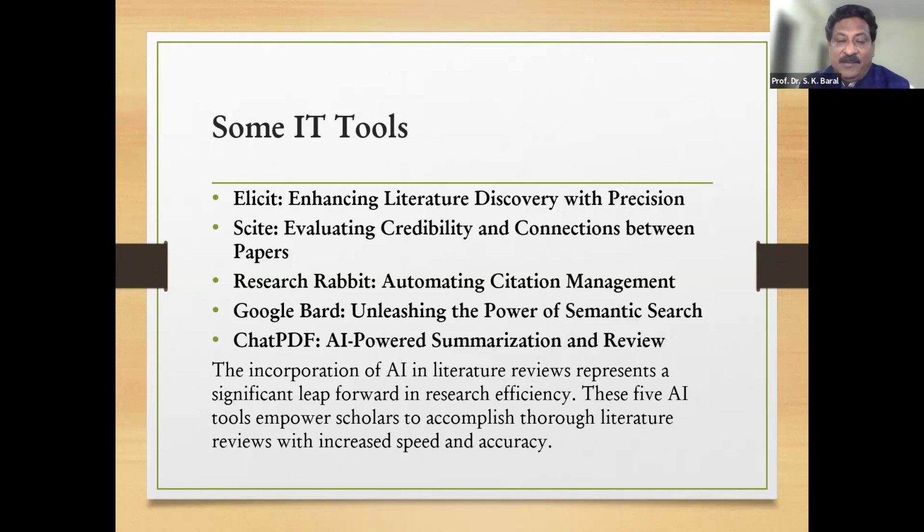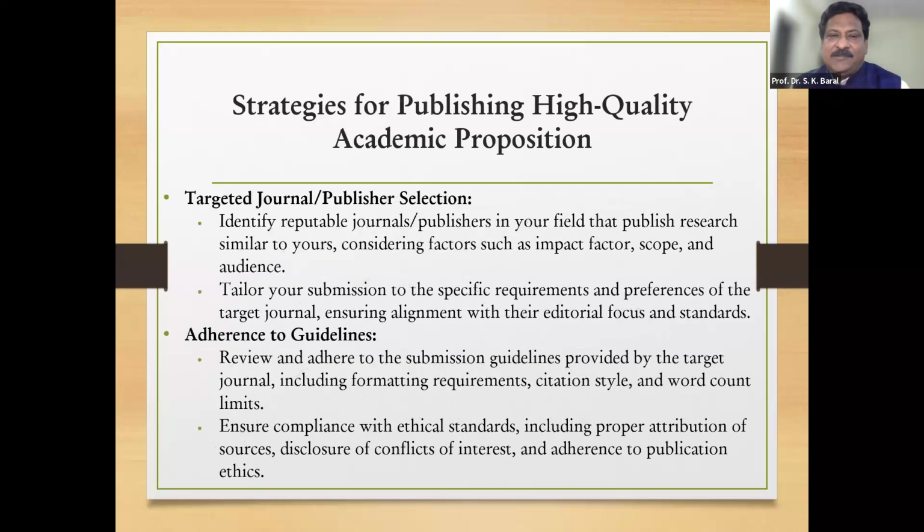So these 5 artificial intelligence tools empower scholars to accomplish a thorough literature review with increased speed and accuracy. For research methodology, there are different tools, SPSS and other software. But specifically, I have taken these 5 software for you. You just start your journey with those 5 software. It is freely available. You just go for pre-registration and you can use this software. It is highly effective. The next is strategies for publishing high quality academic proposition.